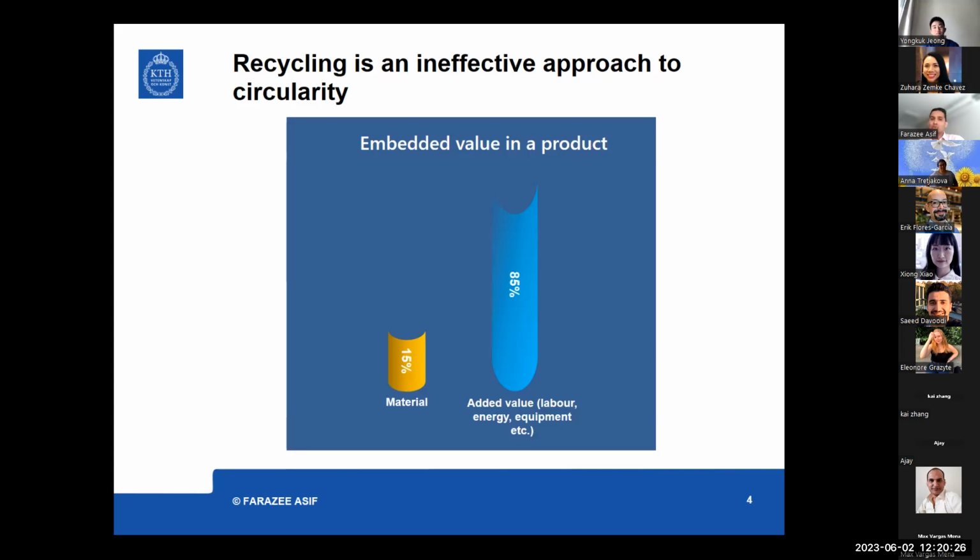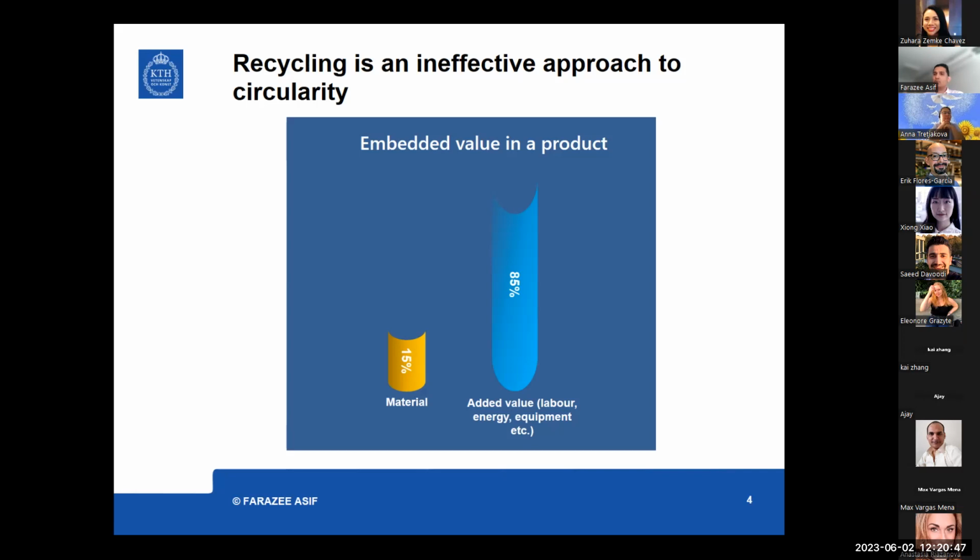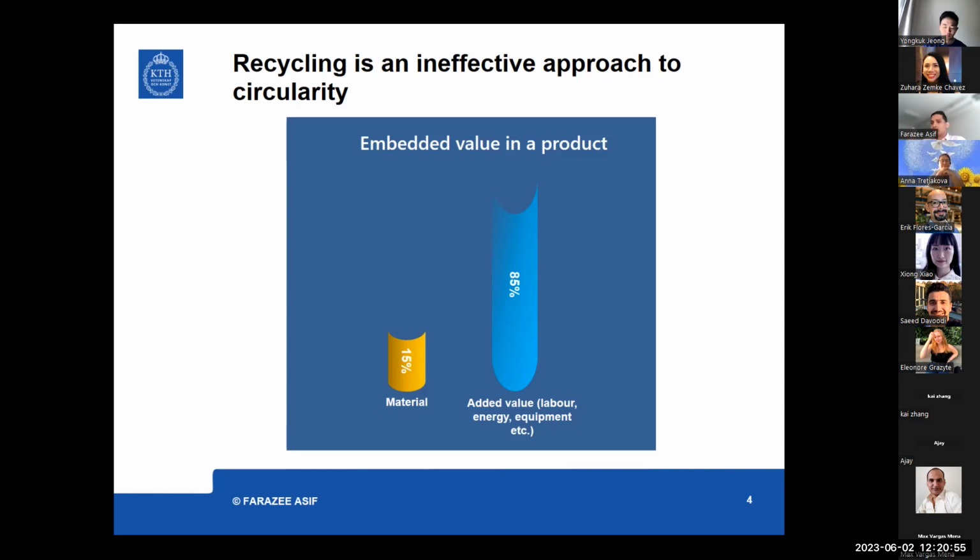But there's one thing that I think is important to reflect on, which is that recycling itself is ineffective in many cases. Just to look into the general distribution of value in a product, in many cases you will find that the material value is only 15% of a product, and the rest is added value in terms of labor, energy, equipment, etc. So when we are recycling, we are capturing the 15% of value and losing 85% of the value. And to capture this 15%, we are putting in additional energy, additional labor, and in some cases polluting the environment as well. So that's probably not the best way for long-run sustainable manufacturing.